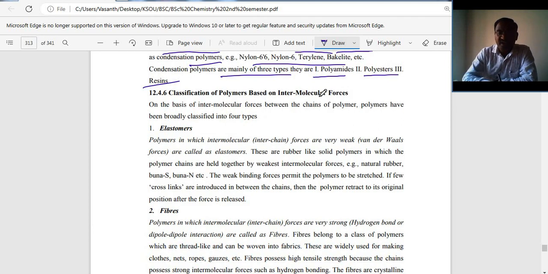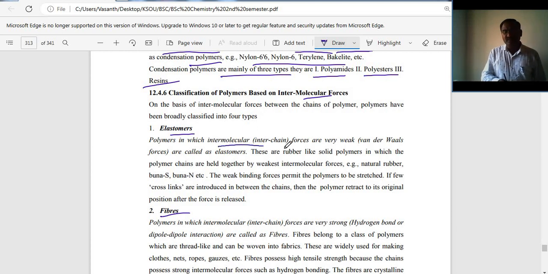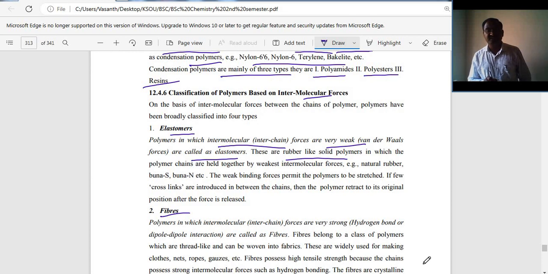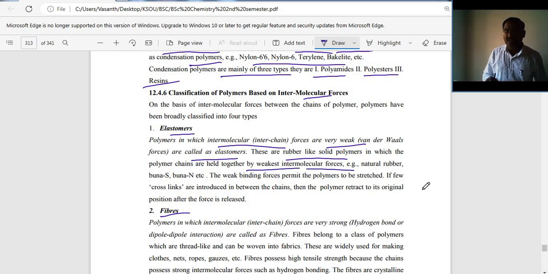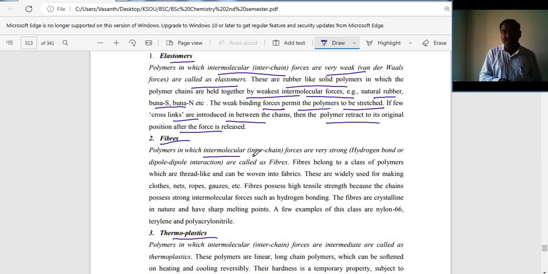Next, classification based on intermolecular forces: elastomers, fibers, thermoplastic and thermosetting plastics. Elastomers are polymers in which intermolecular forces are very weak. These are rubber-like solid polymers in which the polymer chains are held together by the weakest intermolecular forces. Examples: natural rubber, Buna-S, Buna-N. The weak binding forces permit the polymers to be stretched. If a few cross links are introduced between the chains, then the polymer retracts to its original position after the force is released. Fibers are polymers in which intermolecular forces are very strong.